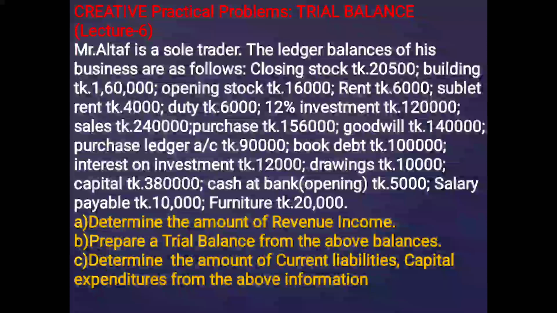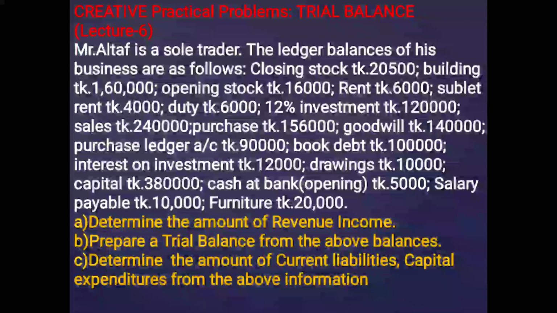Dear learners, in this stem, different types of items are available among the ledger balances. The first one, closing stock. Closing stock is not recorded in trial balance in the general sense, so it is not included in trial balance. Building, one kind of fixed asset. It is treated as an asset, so it is shown as a debit balance.